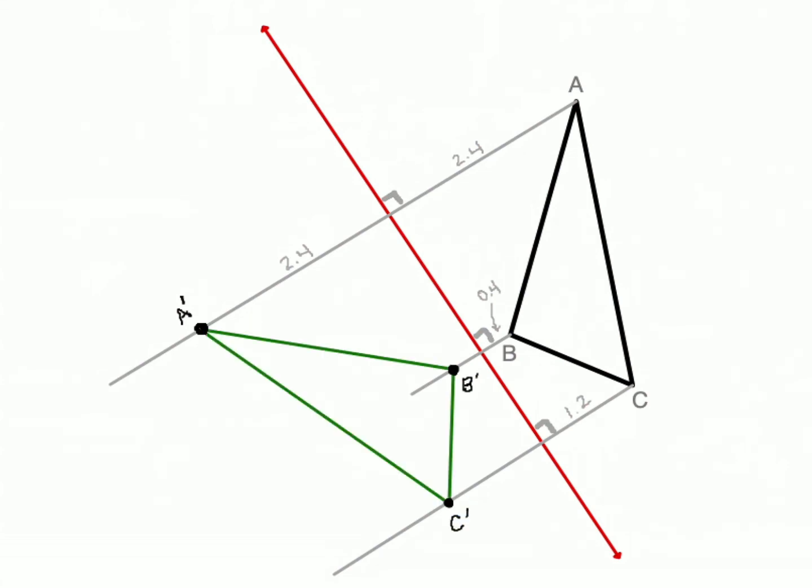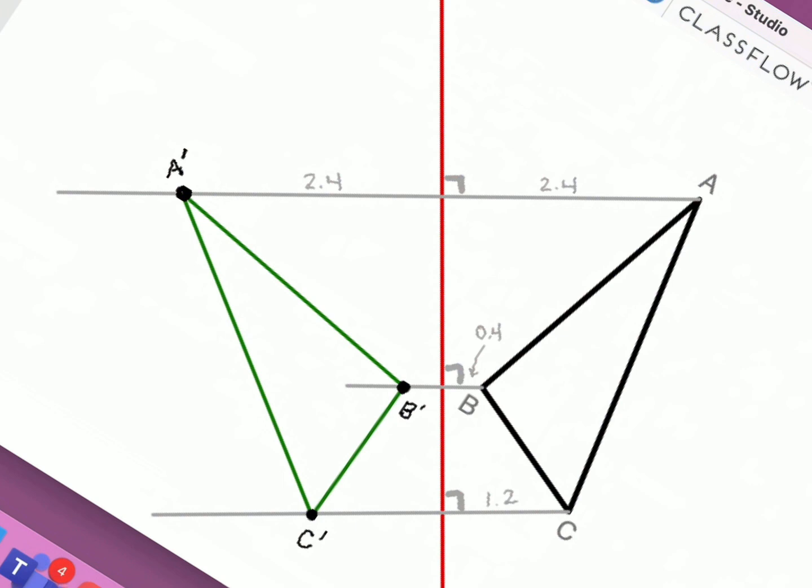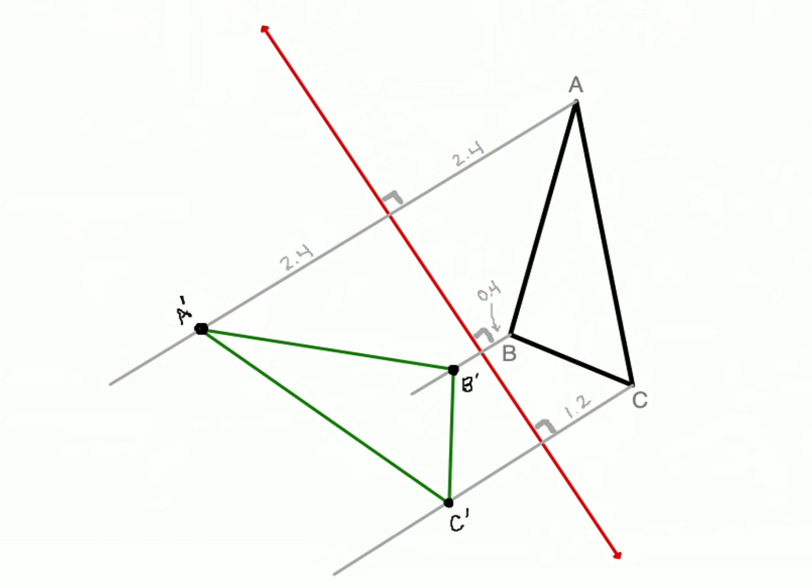And I'd say that looks like a pretty good reflection, especially if you sort of turn your paper so that reflection line is vertical. Maybe it'll help you see it better. And that is it for reflections.